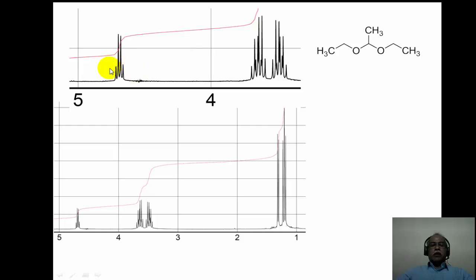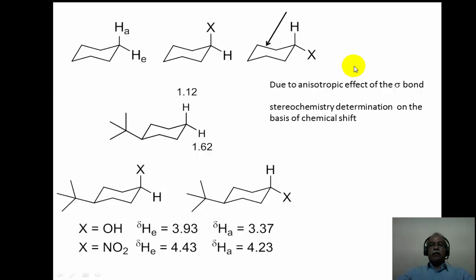Now, this quartet, which is a simple first order quartet, is essentially for this methine hydrogen, which is flanked by the two oxygens, and that is further split by the methyl group into a quartet. So, this is an illustration of an unsymmetrical molecule giving a fairly complex NMR spectrum, which is enriched with a lot of information about the structure of the molecule.